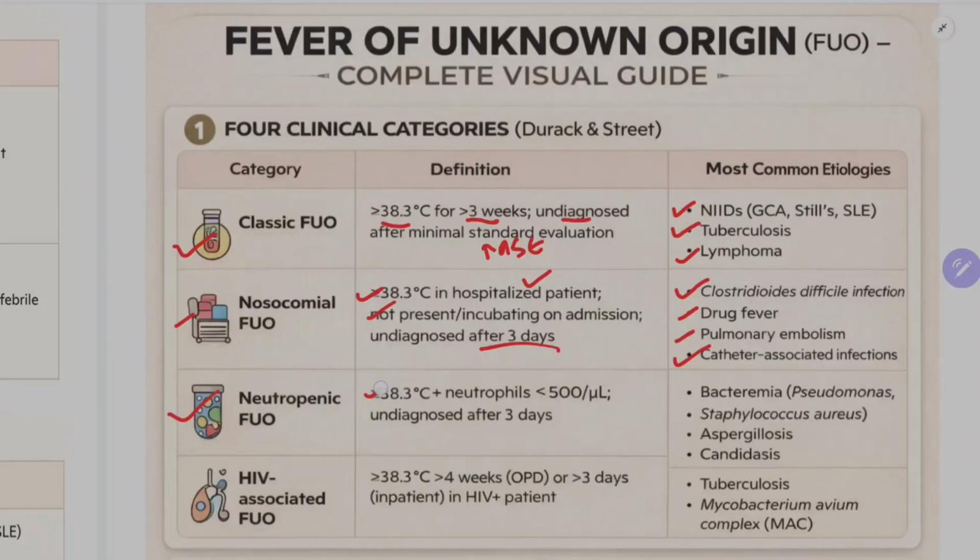Neutropenic patients more than 38.3, neutrophil count less than 500, and undiagnosed after 3 days. So mainly these are infectious causes, bacterial infection like Pseudomonas and Staph aureus, aspergillosis, candidiasis, and mucositis.